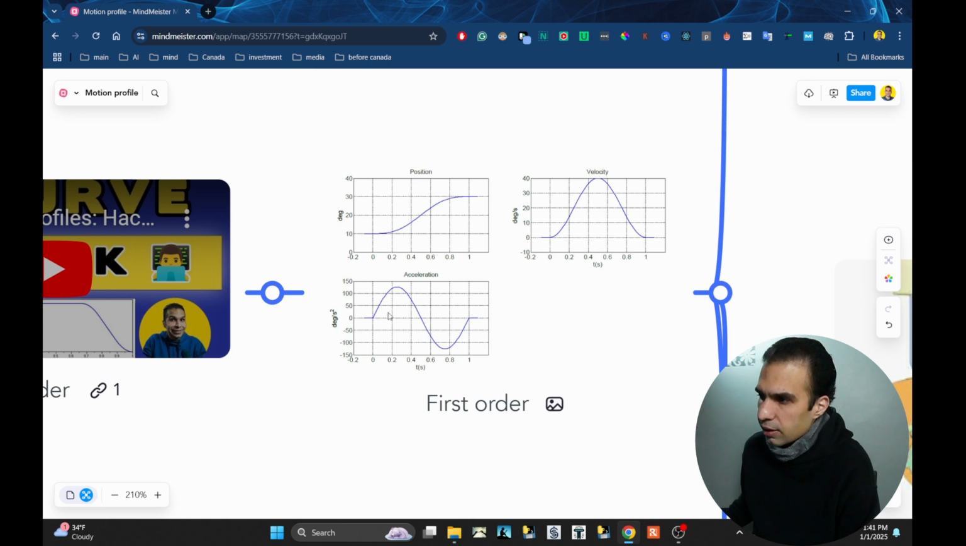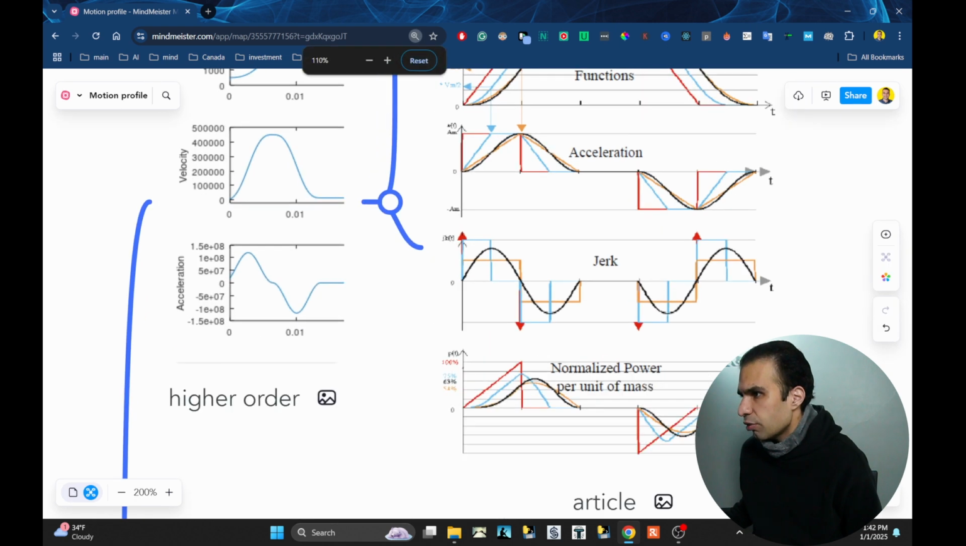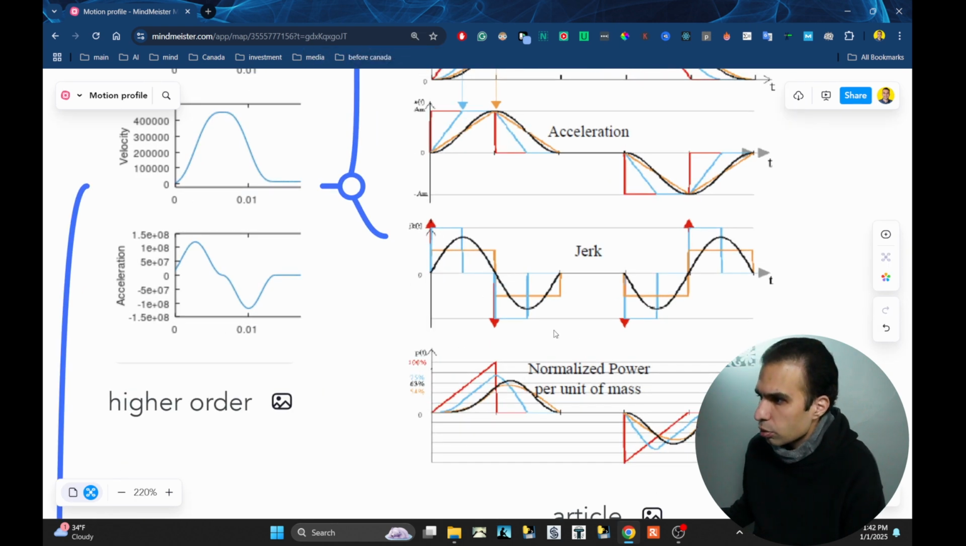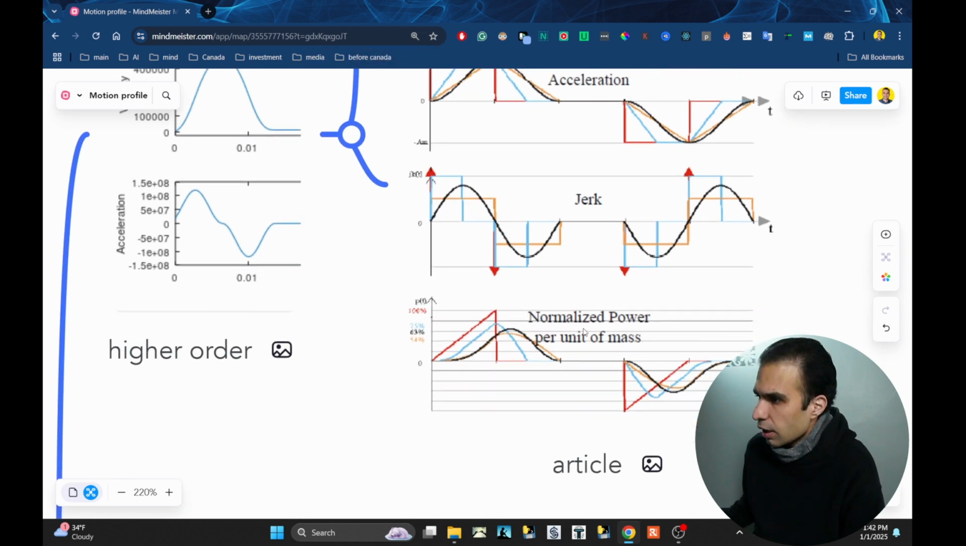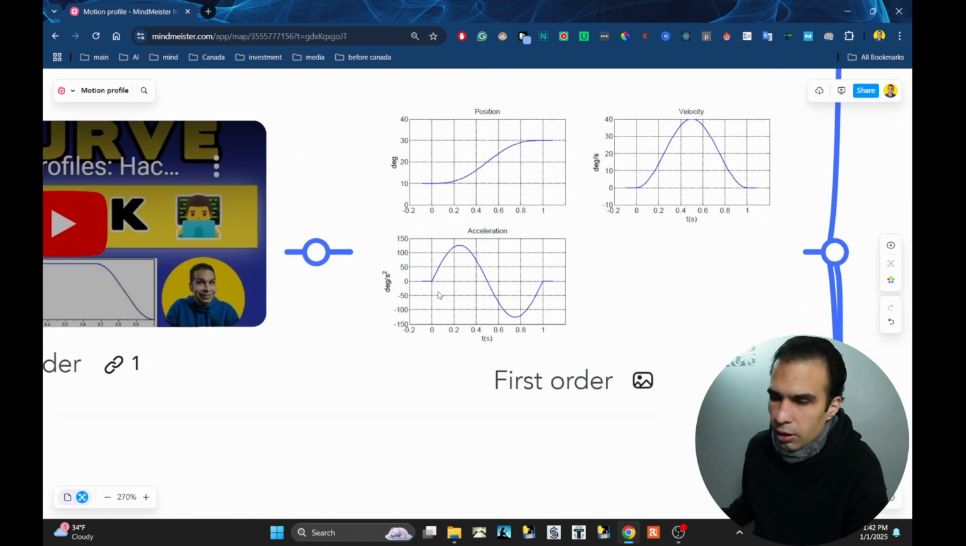In this one I don't have the differential of the acceleration here, but for the jerk this would be messed up. Even for the jerk, the higher order of these has a nice graph. If you take the differential of this, this one is acceleration, and after the acceleration comes the jerk, right?